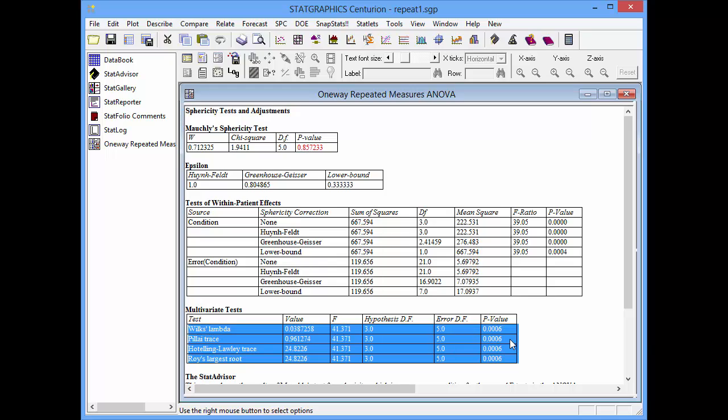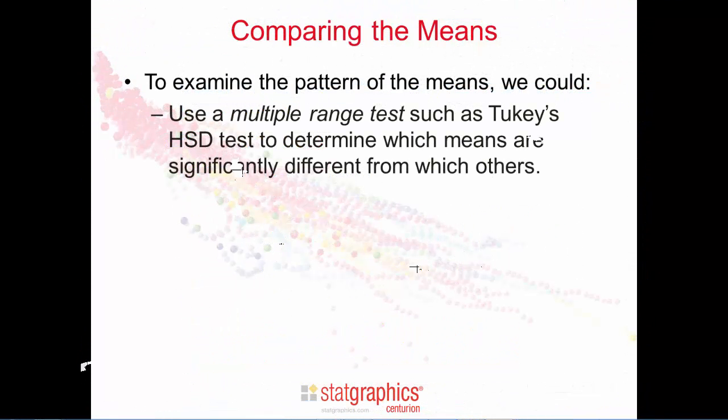Each results in a p-value, interpreted again the same way as all the p-values we've been looking at. Below 0.05 indicates significant differences between the means of the 4 time periods at the 5% significance level. Since all of the tests indicated that there are significant differences between the means at the 4 time periods, we should now go on and examine the pattern of those means.